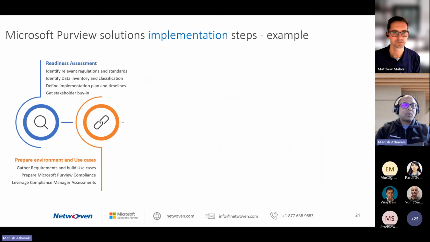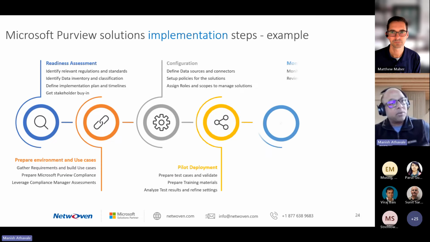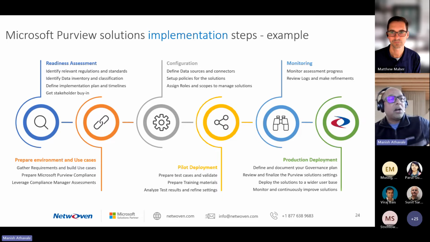And this is how NetWoven typically looks at it when we have a Microsoft Purview solution. So we always start with readiness assessment. This is where we would have questionnaires for our client stakeholders. We will ensure what kind of compliance standards they need to meet. We will come up with implementation plans and timelines based on these assessments and stakeholder interviews.